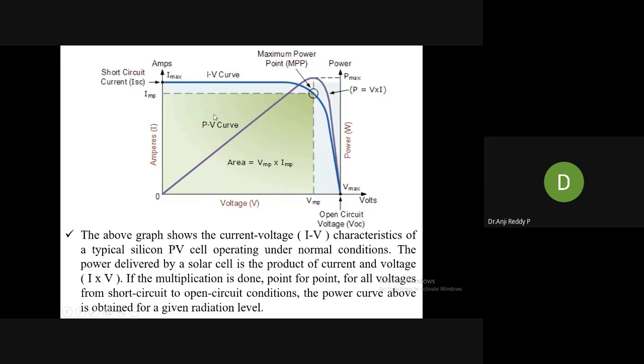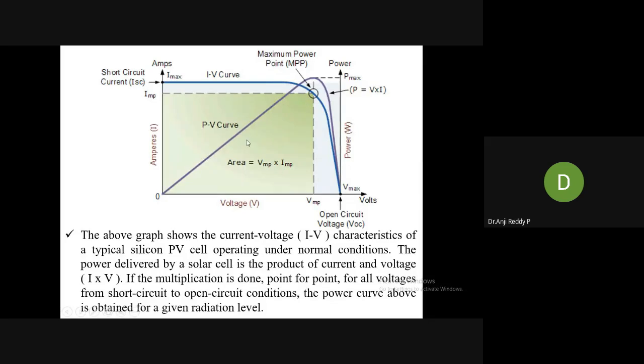The above graph shows the current to voltage characteristics of a typical silicon PV cell. PV cell means photovoltaic cell. What is another name of a solar cell? Photovoltaic. Right, another name is photovoltaic cell. The graph shows the characteristics of a typical silicon PV cell operating under normal conditions.